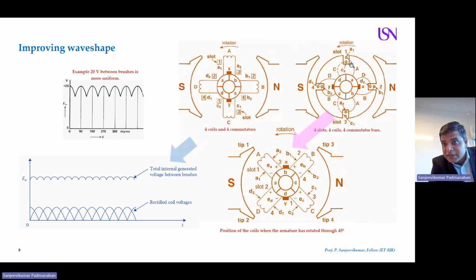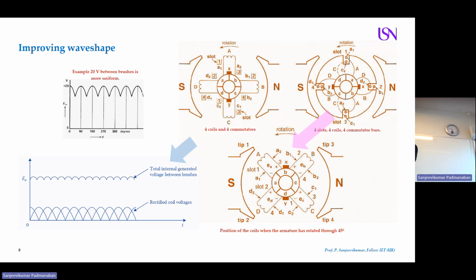So what happened? At each instant, these coils will cut the flux, and each coil will start generating its own induced EMF. For example, coil A generates EA, coil B generates EB, coil C generates EC, and coil D will generate ED. They generate their own individual induced EMF according to Faraday's law of electromagnetic induction whenever they cut the flux. Now all these will be added up and you are going to take it out.